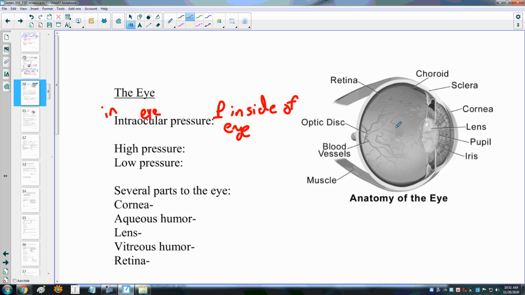There are two main areas. You have a fluid here, and then you also have a fluid in between the cornea and the lens. So you have a fluid here. So there are two main fluids. I'll show you what those are.